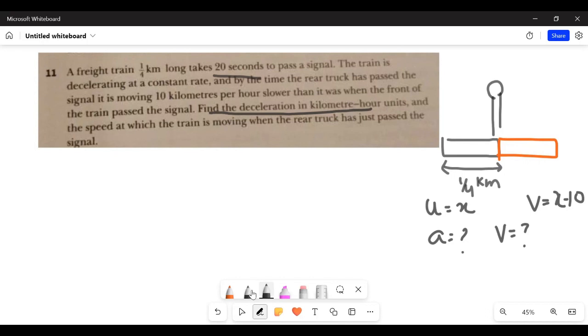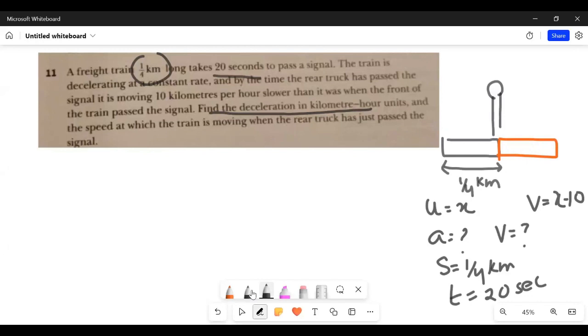Okay, so all we know is that the distance is 1/4 kilometer. So S is 1/4 kilometer because the train covers a distance of its own length when it's passing through the signal, because first its front is at the signal and after 20 seconds its back is at the signal. So that means that the distance traveled is 1/4 kilometers. Okay, and it takes 20 seconds for the train to cover this distance.